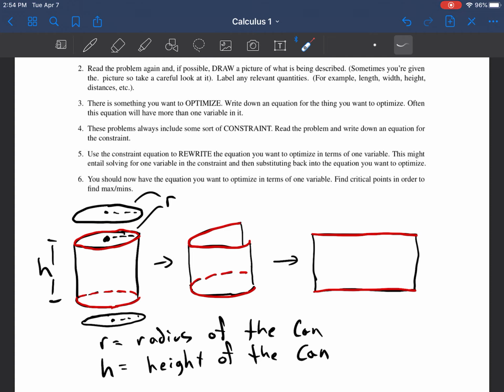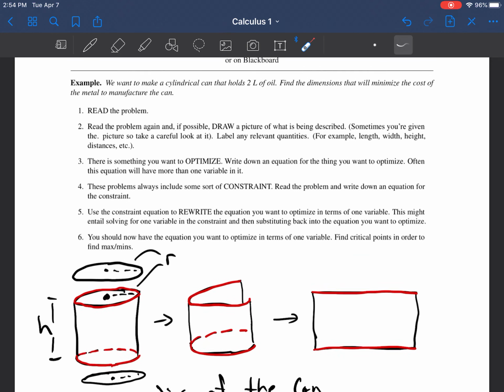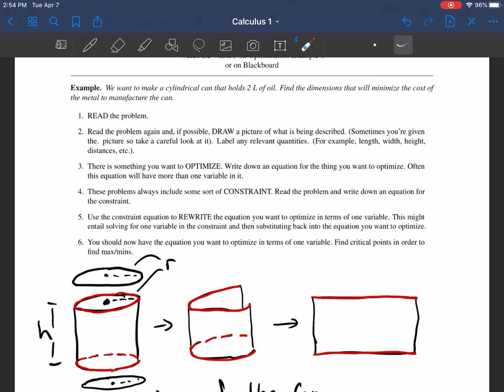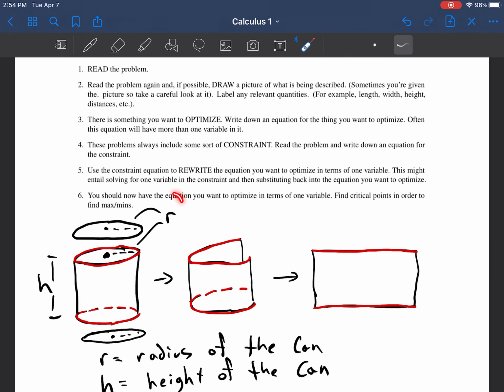This is going to be useful for when we try to write down an equation for the next few steps. Notice here I labeled the things that are relevant. Because in the problem we're being asked to find the dimensions of the can, I wrote down what the radius for the can should be, what the radius for the circle should be. That's this R. And what the height of the can should be, how tall should the can be? That's what this H is. So we've done essentially step number 2. We drew a picture, we labeled the relevant quantities.